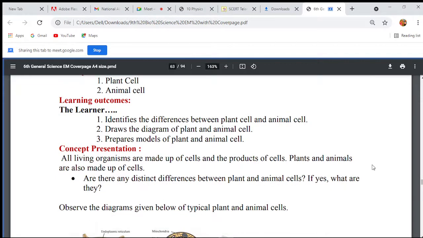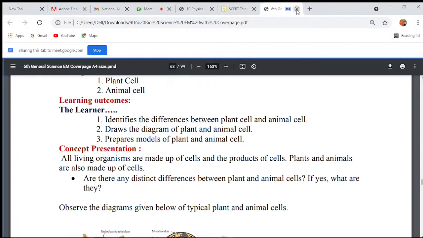All living things, all living organisms on our earth are made up of cells, and they are the products of cells. Plants and animals are also made up of cells. In our previous classes, we have learnt about the discovery of the cell, its size and shape. You have also learnt about unicellular organisms and multicellular organisms.